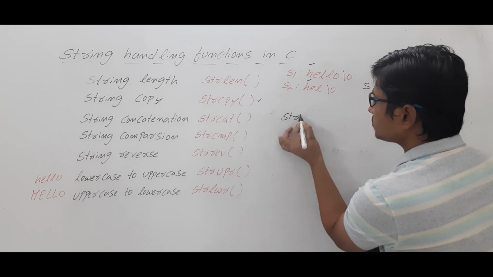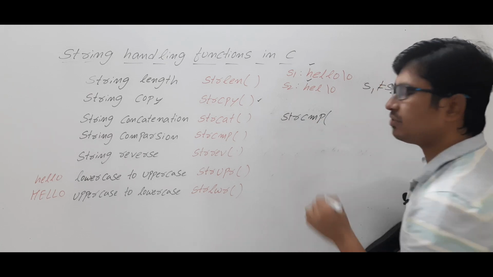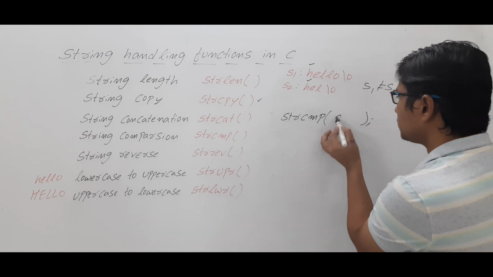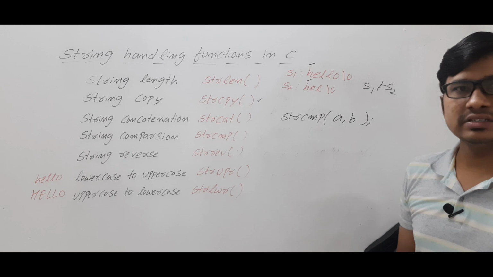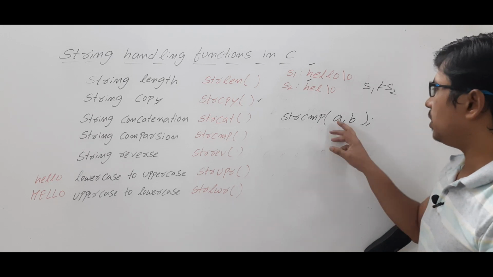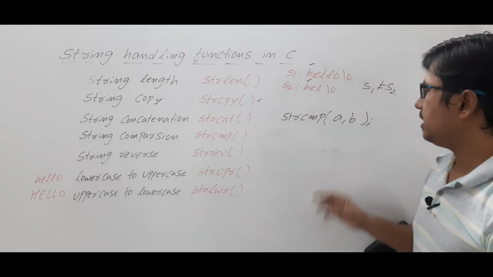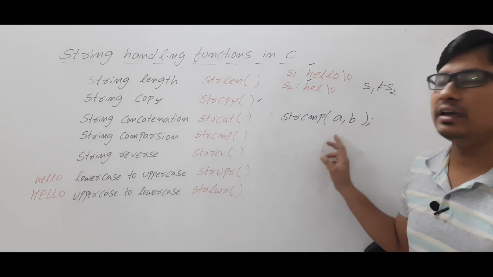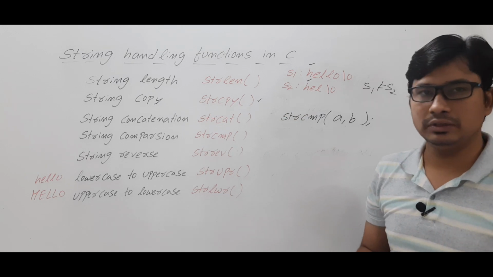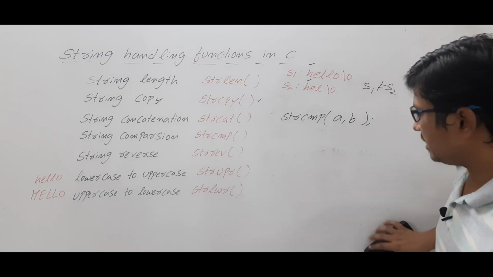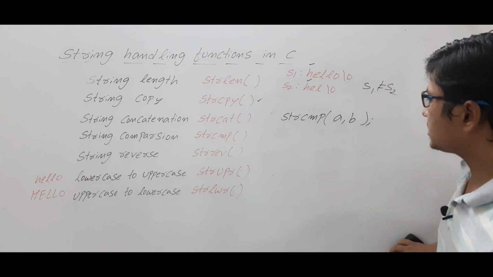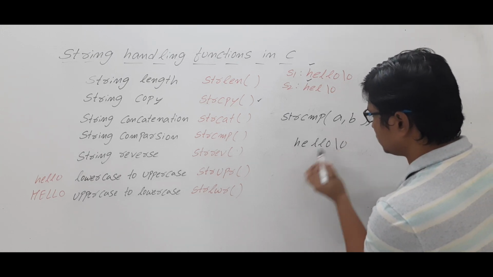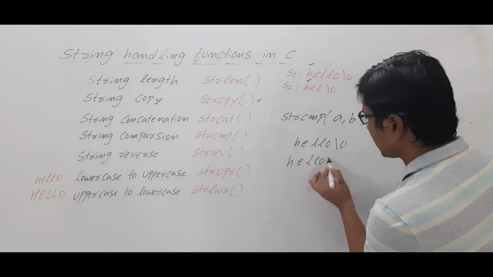So the strcmp function will take two strings as an input, or the two arrays it will take, meaning the names of the arrays. So whatever the string is there in the array A and whatever the string is there in the array B, it will be compared and then it will return an integer value. Why integer value will it return? I will discuss now. Let's take that you have HELLO backslash 0, HELLO backslash 0.